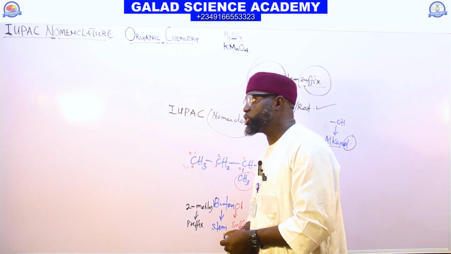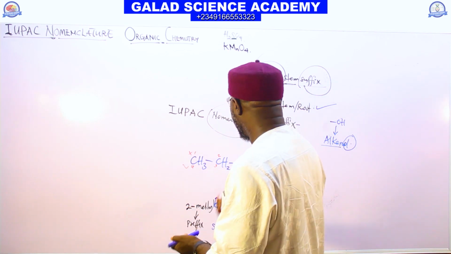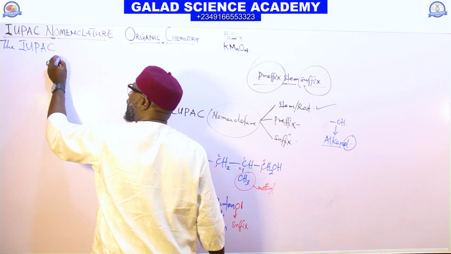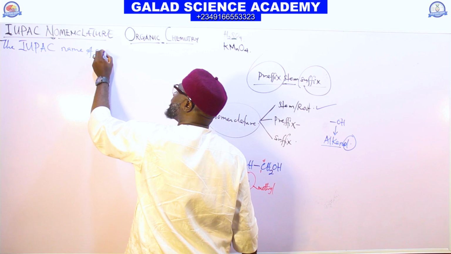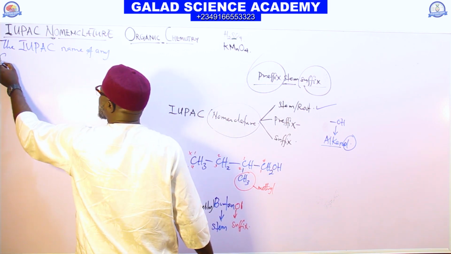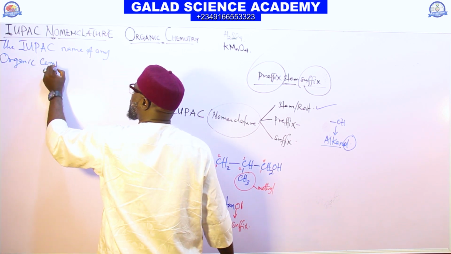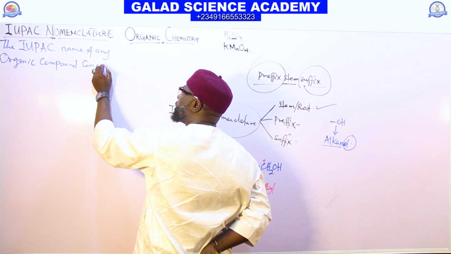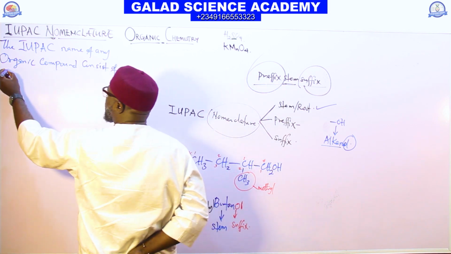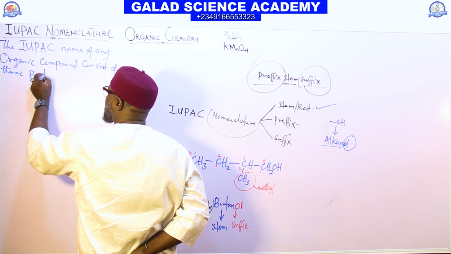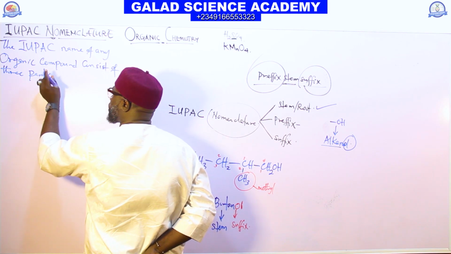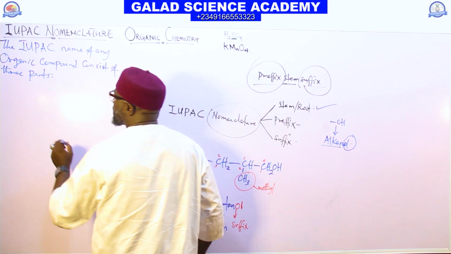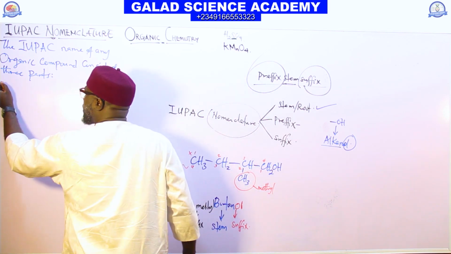So IUPAC nomenclature of organic compounds. As we all know, the IUPAC name of any organic compound consists of three parts. What are the parts that it consists of? The first one we call the stem.